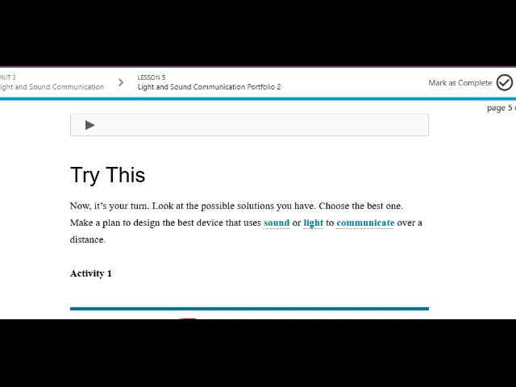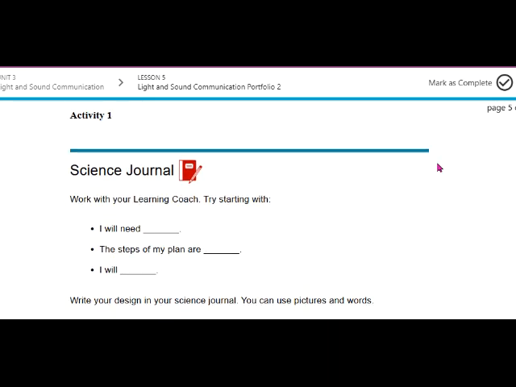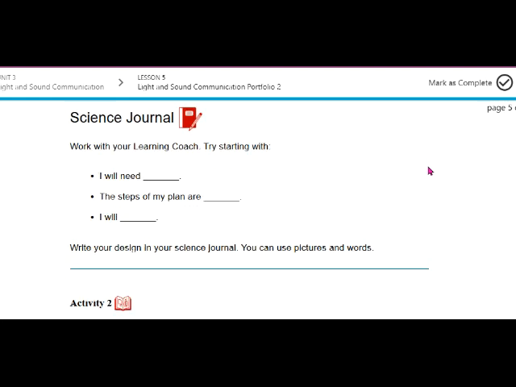Now it's your turn. Look at the possible solutions you have and choose the best one. Make a plan to design the best device that uses sound or light or both to communicate over a distance. So here are some sentence starters that will help you with the design process. Remember, we need to include the materials that we need and the steps for our plan to test it. You're going to write your design in your science journal. You can use pictures and words.